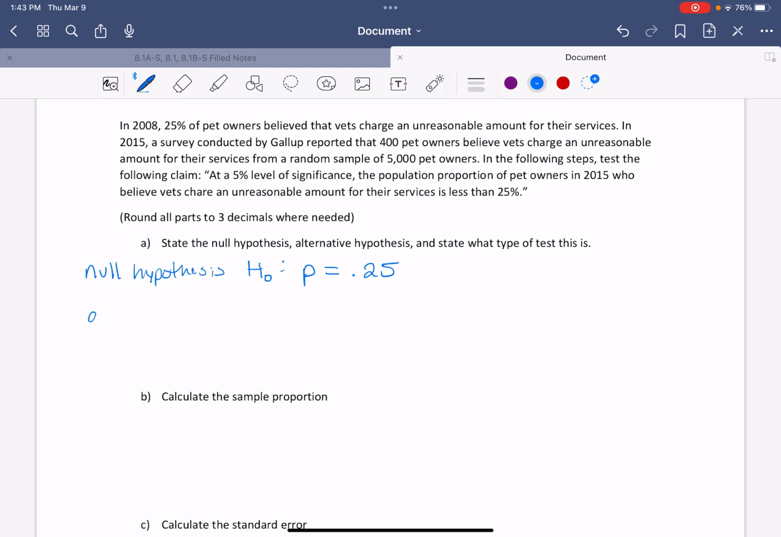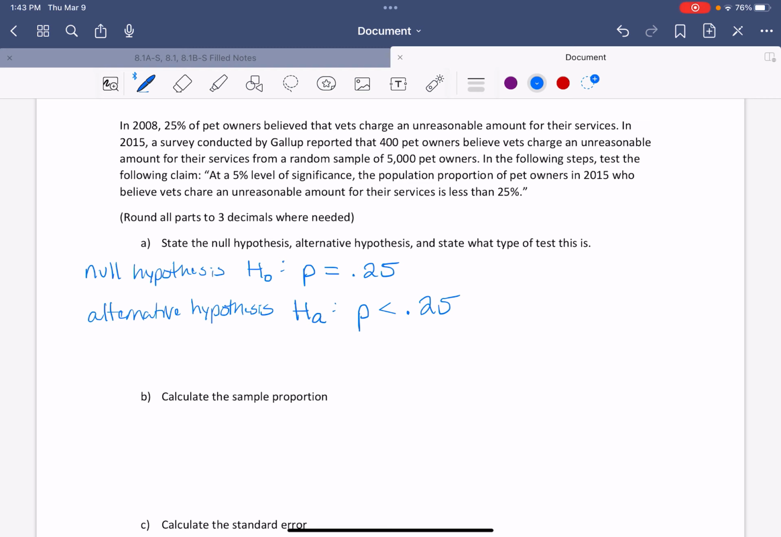That way then for our alternative hypothesis, which we denote as H sub A, that we get from our claim. It's the last sentence of that paragraph above. It says, believe vets charge an unreasonable amount for their services is less than 25%. So we want to test the claim that the population proportion is less than 0.25.